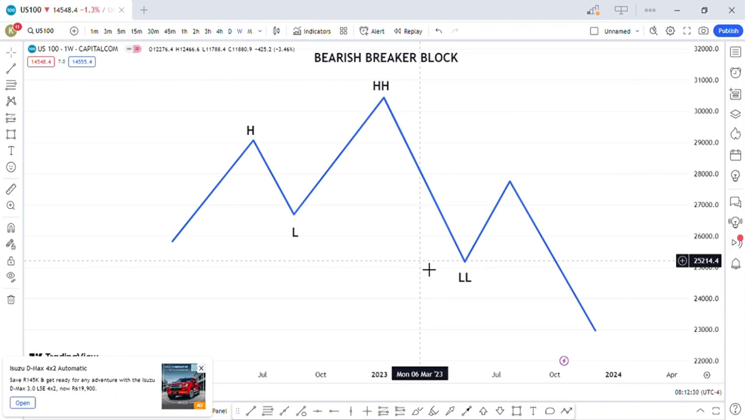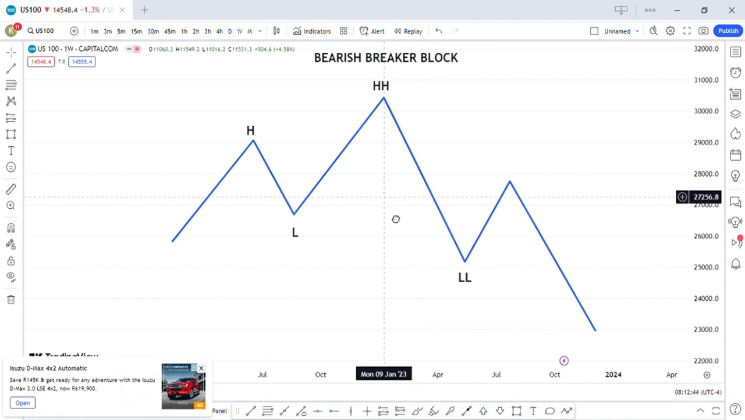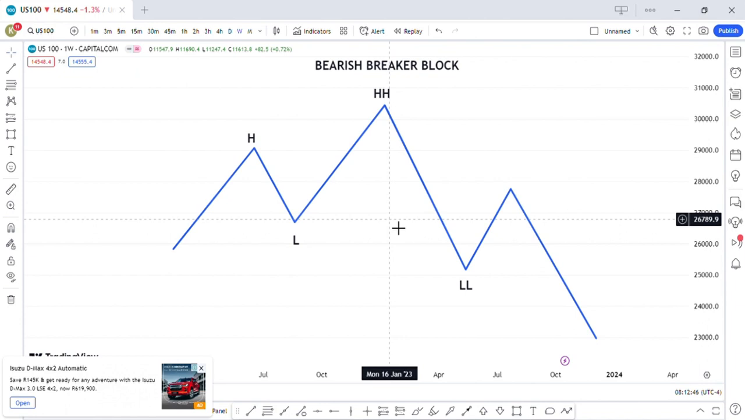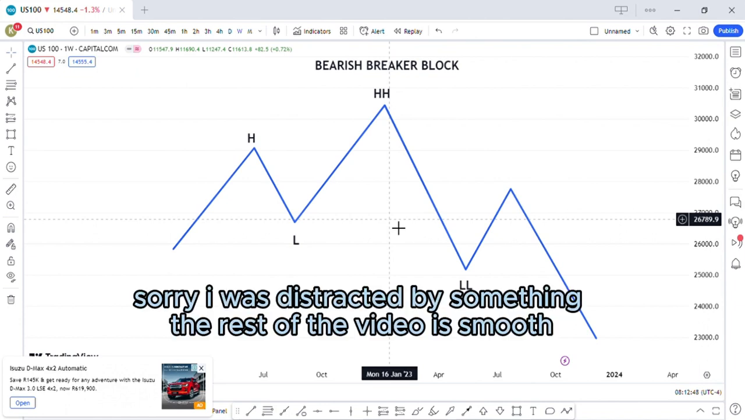Hi guys, this video is going to be about breaker blocks and how I use them. We are going to go over a bearish breaker block, then the bullish breaker block, and the structure that defines them. So far on your screen it's a bearish breaker block.